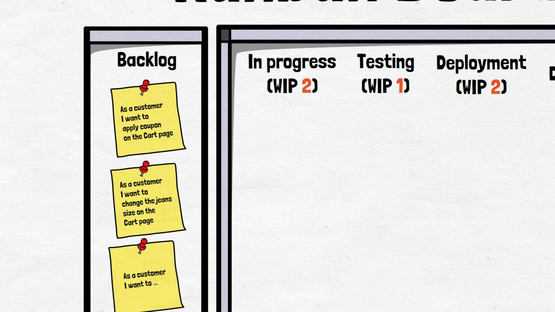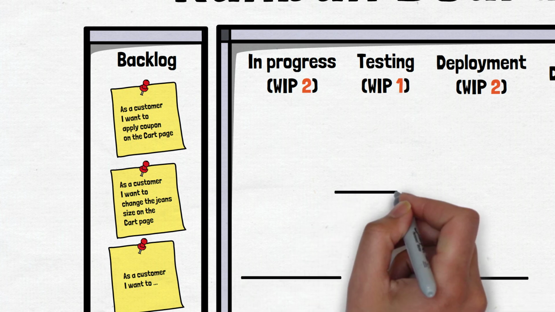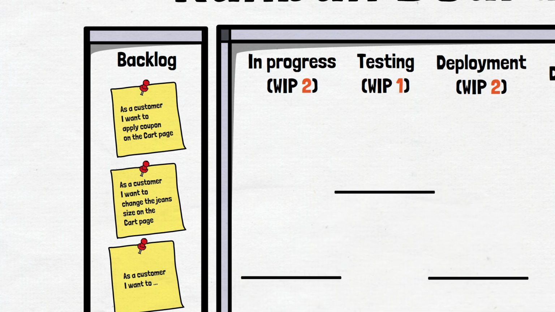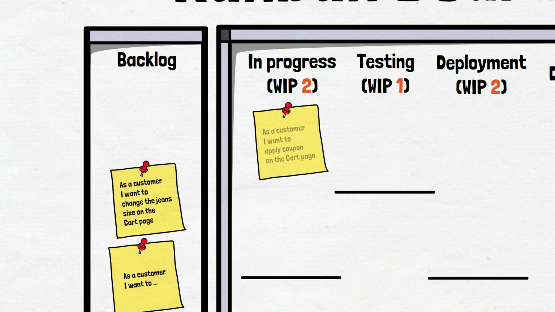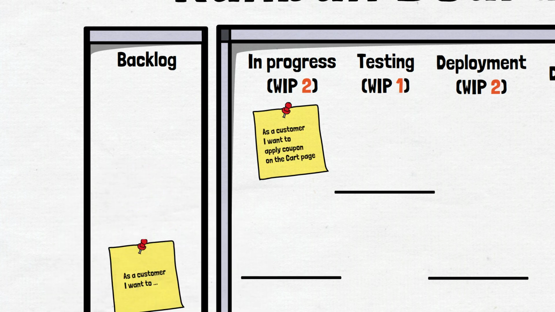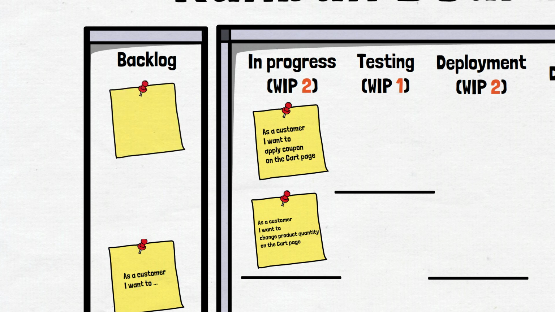The next 3 columns, in progress, testing, and deployment, should have work in progress limits of 2, 1, and 2 respectively. What does it mean? As we can see now, the in progress column is empty. This means that the developers can take the first 2 stories into development. They can't take more stories because the work in progress limit is 2. In place of the stories removed from the backlog, new stories with the highest priority are added.